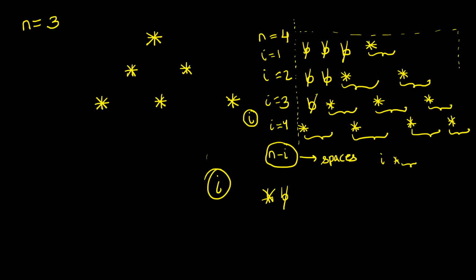What is happening in the ith line? If you see very carefully, in the ith line, you have n minus i spaces. First of all, you have n minus i spaces. And then you have i times the star space pattern. This is the contents of a particular line. So once I know the contents of a particular line, I know how to do my job, right?